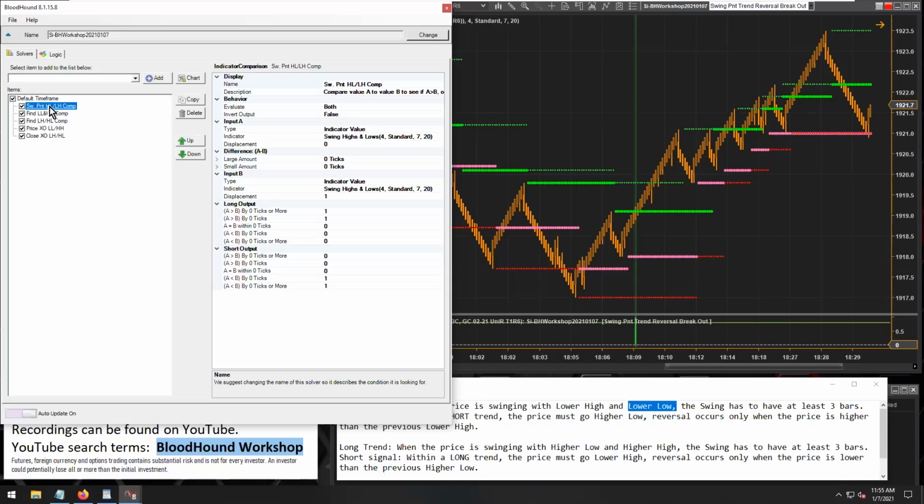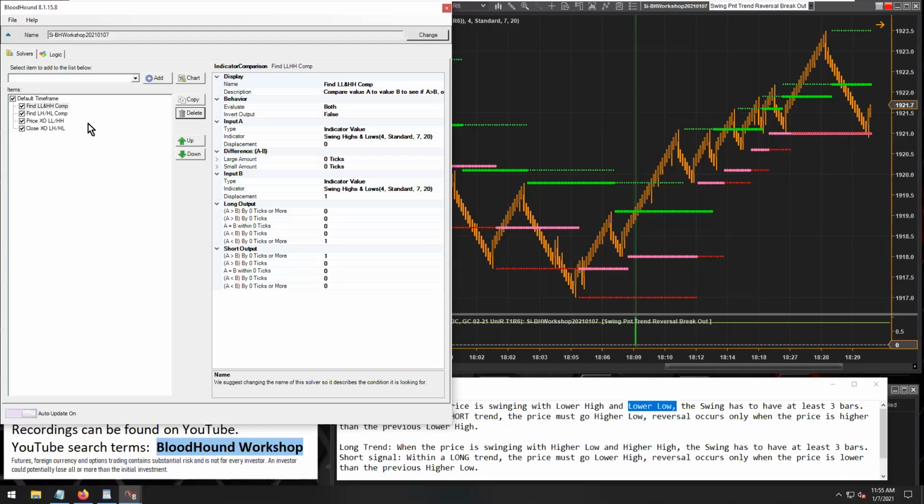So this solver here we didn't use, so I am going to delete it off the list. That way, it's not being calculated, wasting CPU time. So, all right, keep a clean house with your templates.